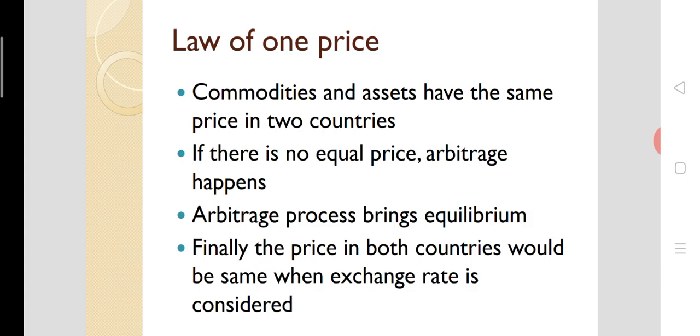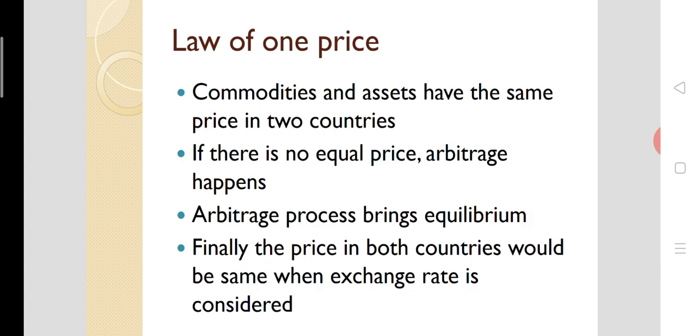So the law of one price doesn't mean that a 9,000 rupees price for a smartphone in India would be equal to $9,000 in the United States. This is not the case. A 9,000 rupees mobile phone in India is equal to $135 for the same mobile phone in the United States at the rate of 66.67 rupees per $1. This is the law of one price.